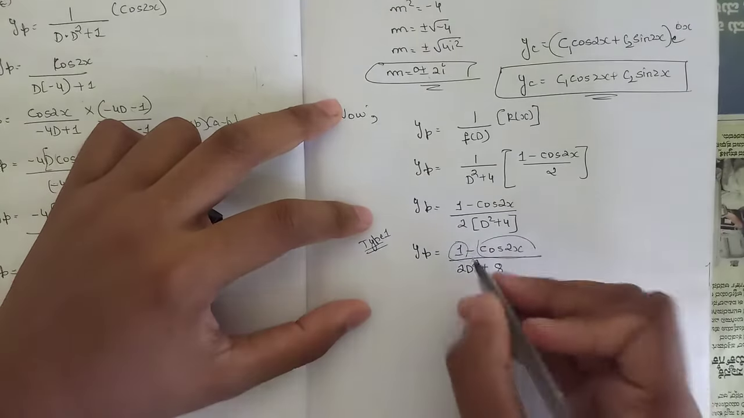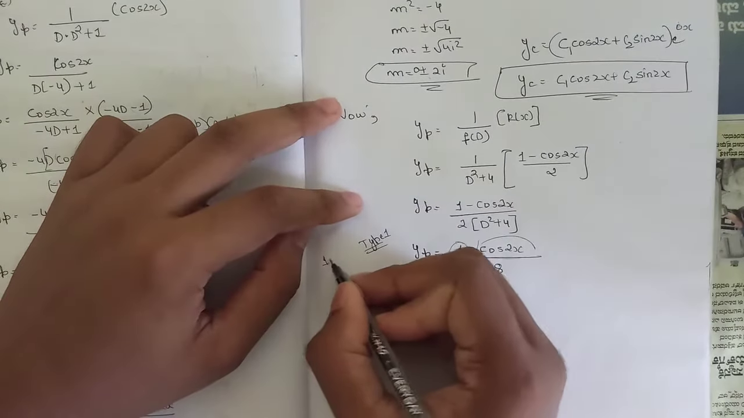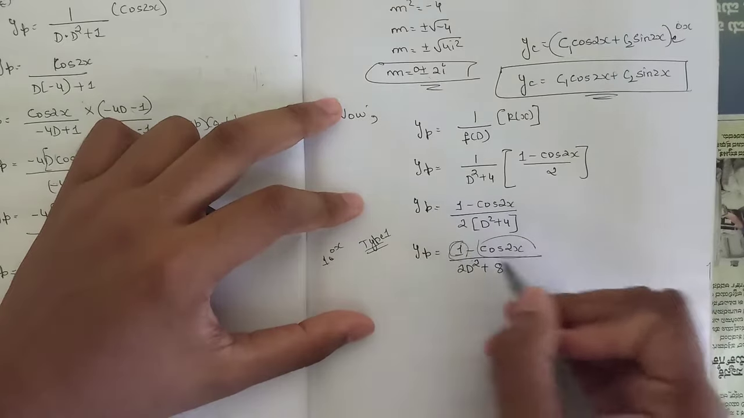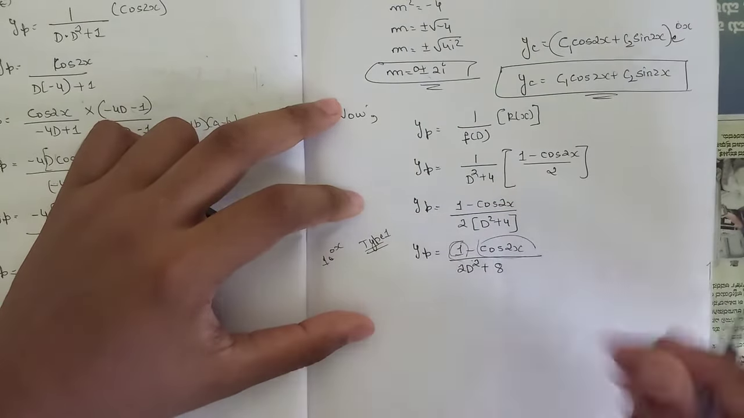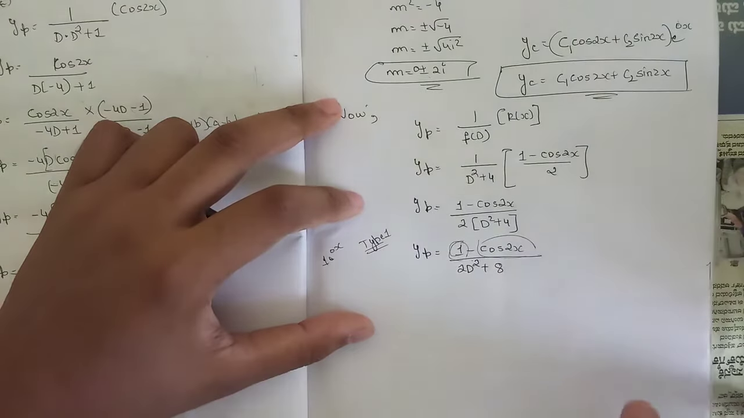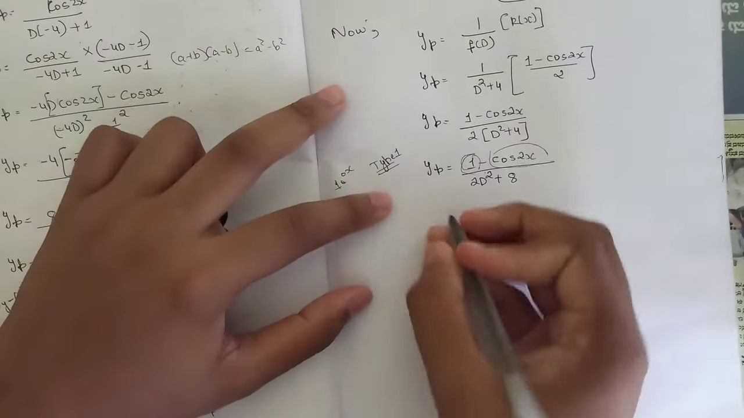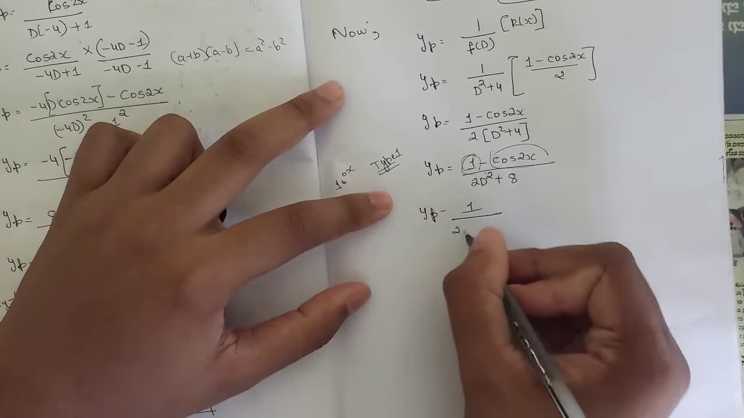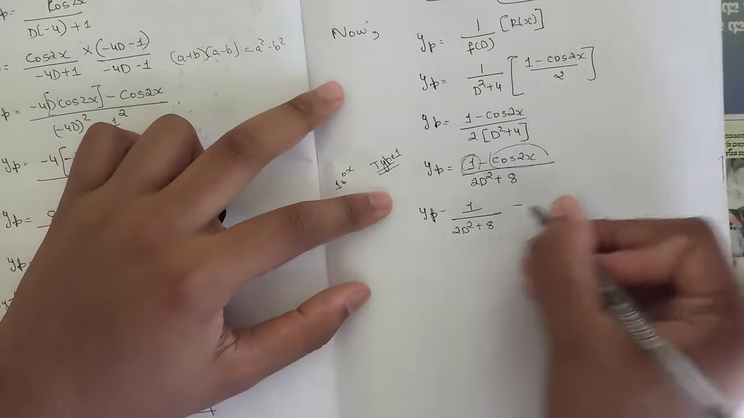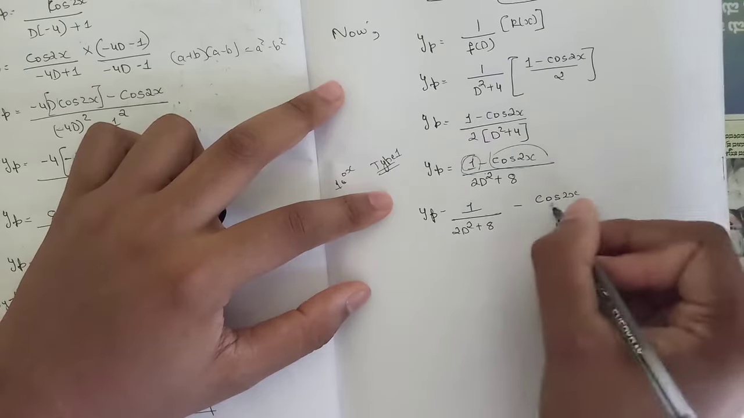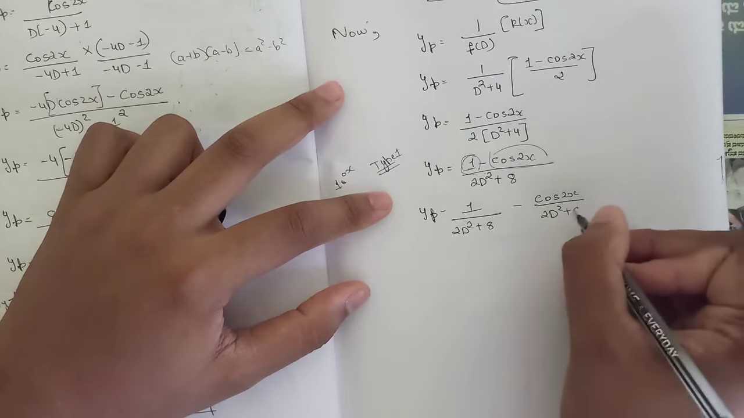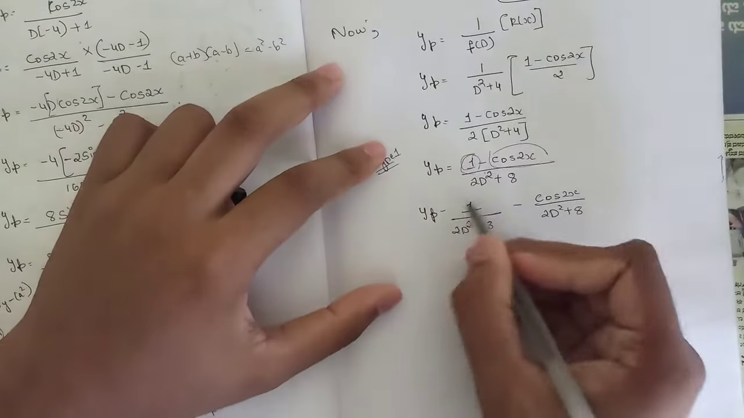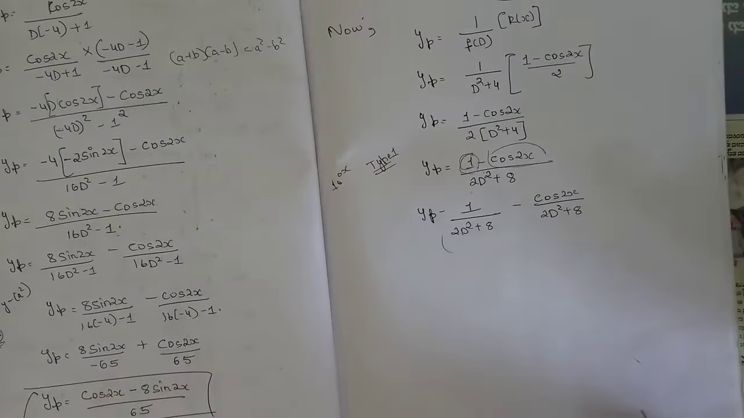So in type 1 we know that if we have any constant we can write it as 1 into e to the power 0x, where the value of a is 0, right? So for this 1 we are going to solve using type 1, and for this cos 2x we are going to solve using type 2. Now we can split and write this as 1 divided by 2D square plus 8 minus cos 2x divided by 2D square plus 8, where we can consider this as yp1 and this as yp2.